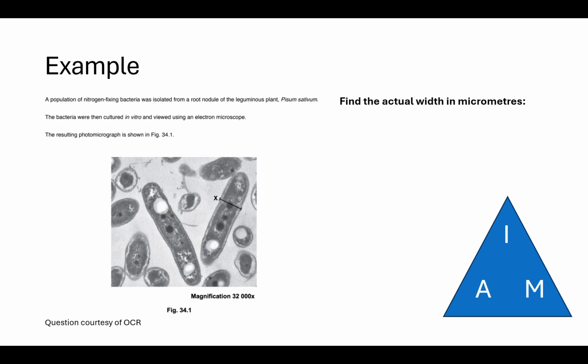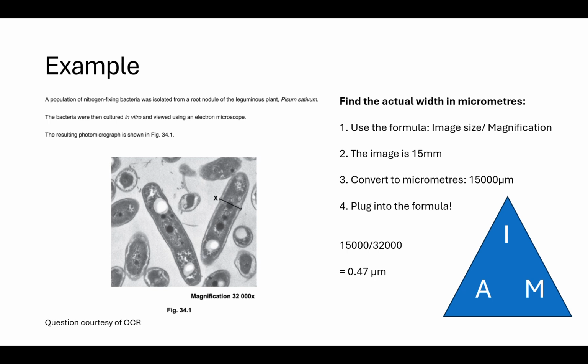Take out my ruler, measure the image size, that is the I. We are told the magnification of 32,000, and we can put those both into the equation, so here it is. The first step is to use the formula image size over magnification, because remember, we get a pointer. We are told the magnification, we are told the image size. Well, we can work it out, we can use our ruler to measure it, then we've got the actual size that we need to work out, so that is I over M.